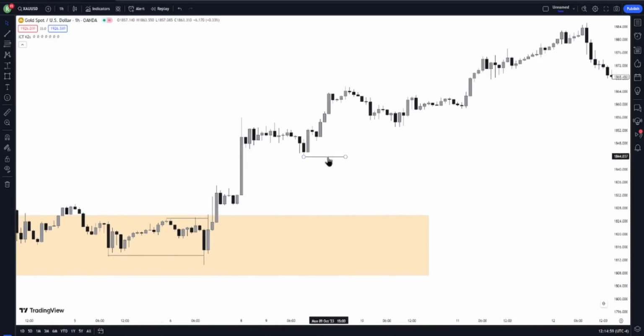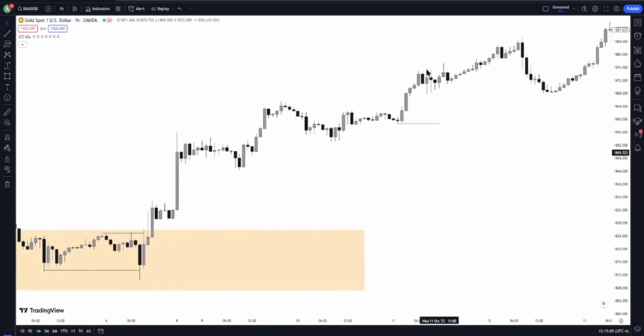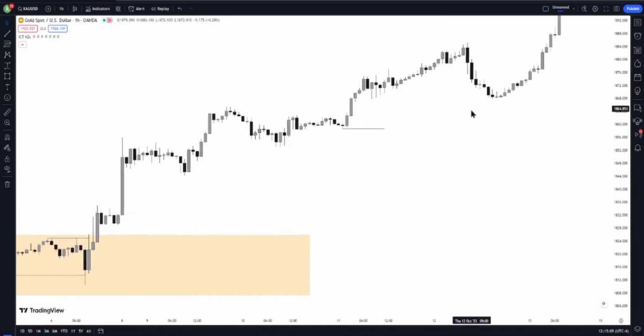Now, your structure high here cannot be confirmed until inducement has been taken. This inducement must be taken out. And as you can see, it didn't take it out and it created a new structure. But eventually, this high took out inducement.